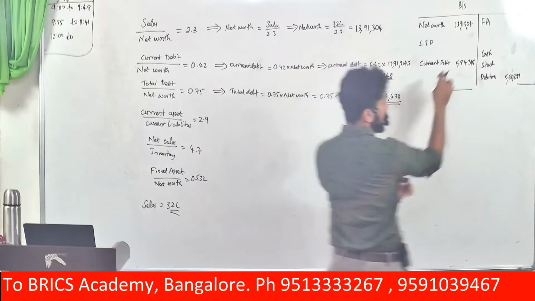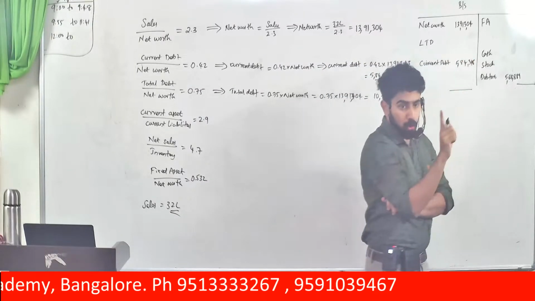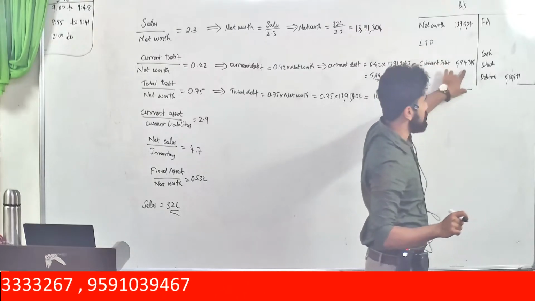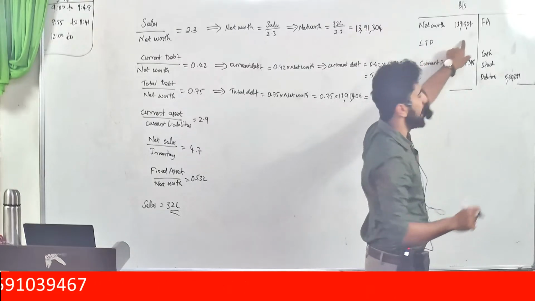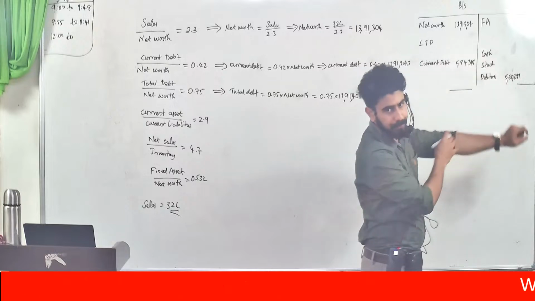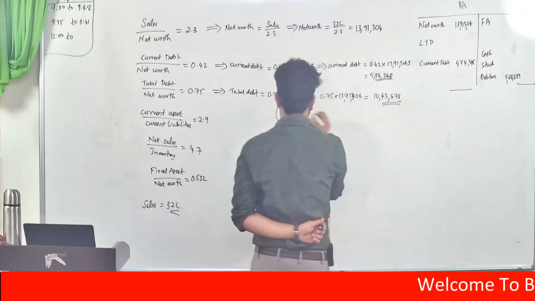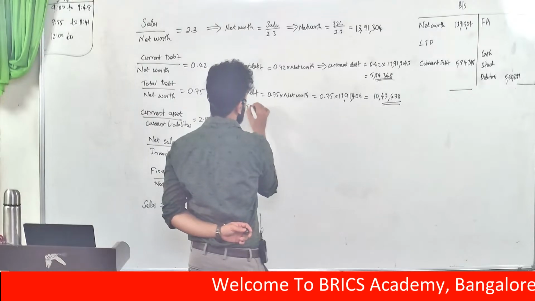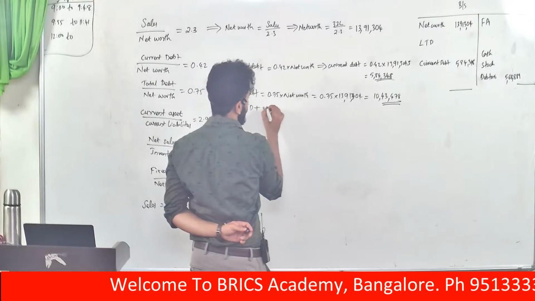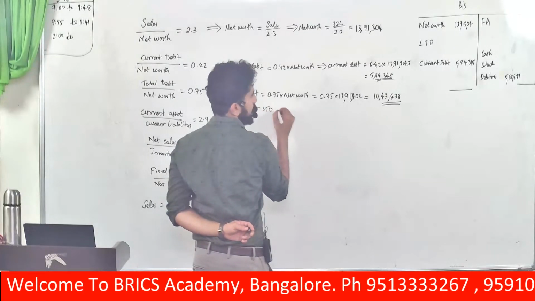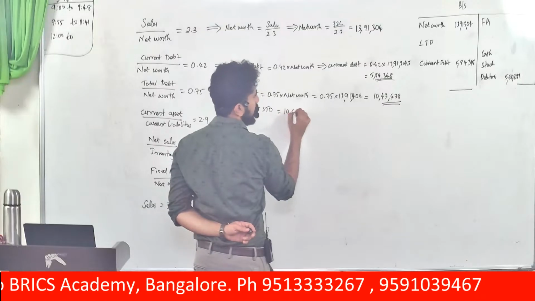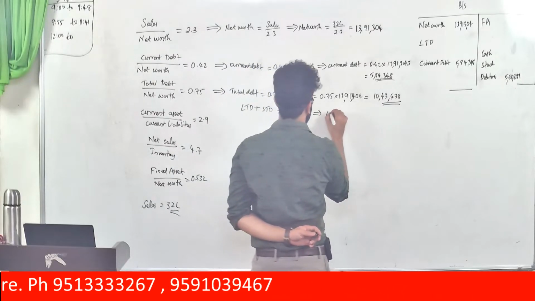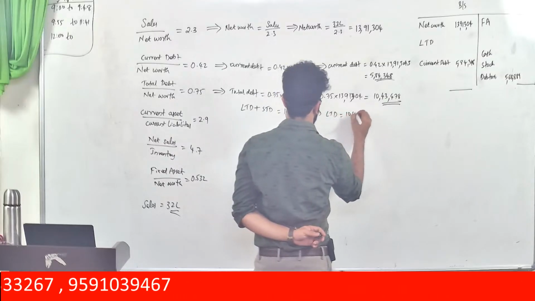10,43,478. So this second, can I? No. Total debt means long term plus current. This you already know. From here you will get the long term debt. How much? From here, guys, total debt we have 1 minute. Total debt we have. So long term debt plus short term debt or current debt is equal to 10,43,478.